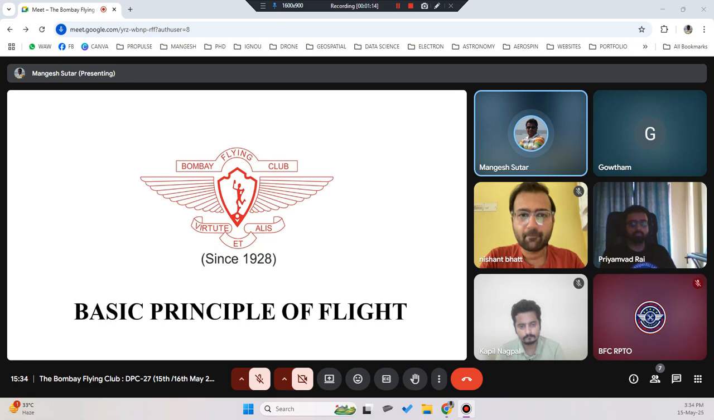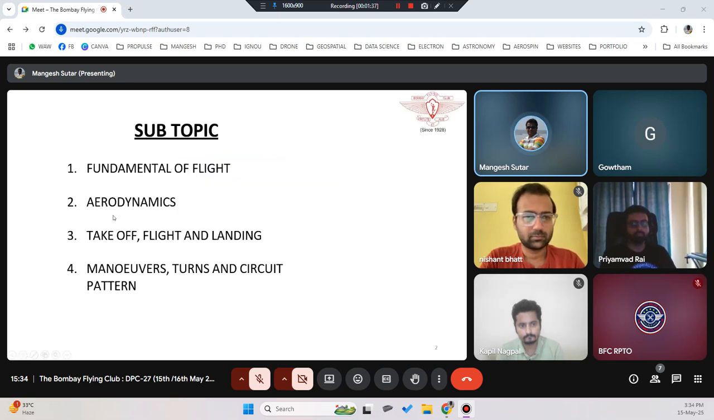Okay, so before that, I will give you some background on how the lift actually happens, how the aeroplane flies aerodynamically. Your aeroplane can fly aerodynamically, whereas your drone doesn't fly aerodynamically, but still the drone flies. So how are these principles applicable in the aeroplane as well as in drones? Okay, so let's see now. What are we going to cover in this? Fundamentals of flight, the aerodynamics, takeoff, flight and landing, and maneuvers, turns and circuit patterns. Okay, how are we going to fly our aeroplane or our rotorcraft or drone?